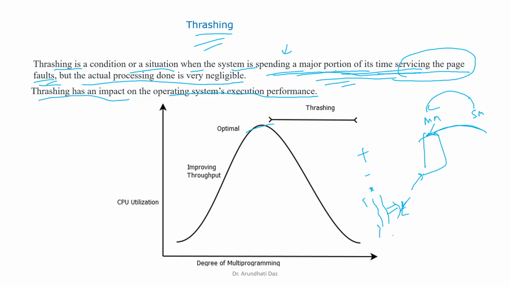It will slow down the entire execution. Even if a particular programmer has written a very efficient algorithm for some particular operation or task, if only page faults are taking more and more time, then it is not expected. So that particular condition is termed as thrashing.